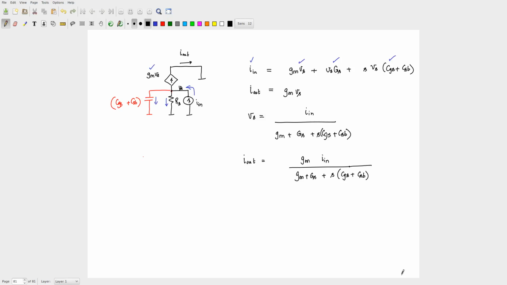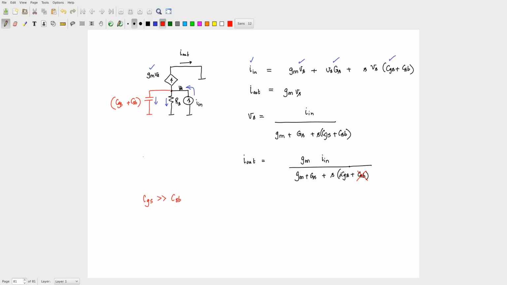Okay. Now what is the approximation you can make to get some feel for this? Send Gm to infinity. No, don't send Gm to infinity straight away. Okay. CGS is much greater than CSB, so you can drop CSB with respect to CGS. Then what about Gs and Gm? Gm is very much greater than Gs. You can make that approximation, right?